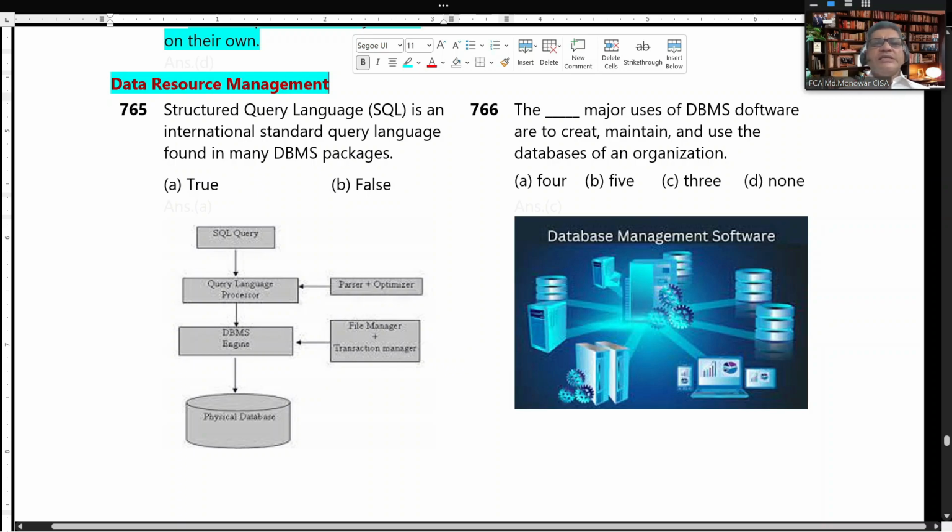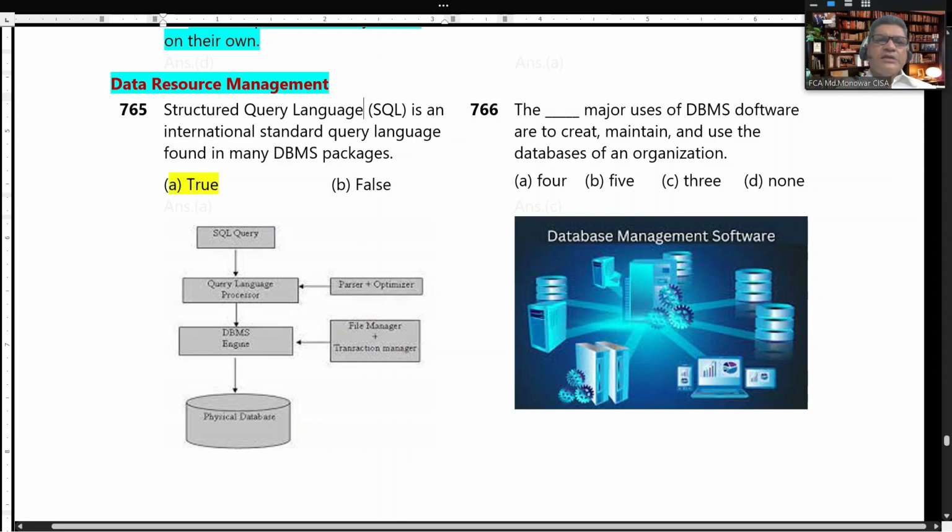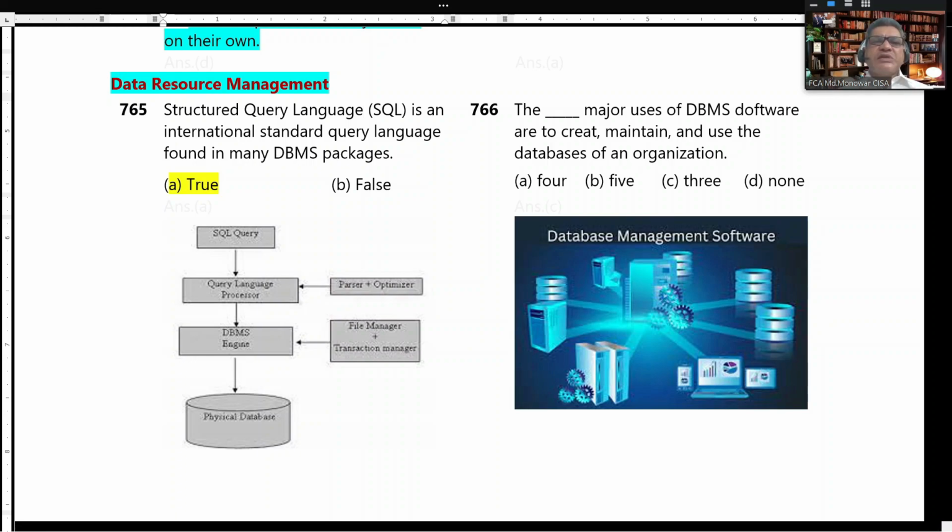SQL is an international standard query language found in many database management system package. So what is this? Is true or false? Yes, sir. It's true. True. SQL is an international standard query language found in many database management system packages.